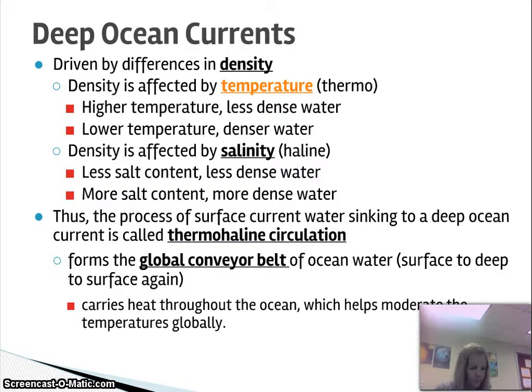That is the conveyor belt of that water, circulating the water from surface to deep and back to surface again. All right, so the awesome thing about ocean currents is that it helps spread the heat that's mainly at the equator all throughout the globe. So we don't have an extremely frigid place on our planet, and we don't have an extremely hot place on our planet. Those ocean currents help to moderate all the temperatures globally.